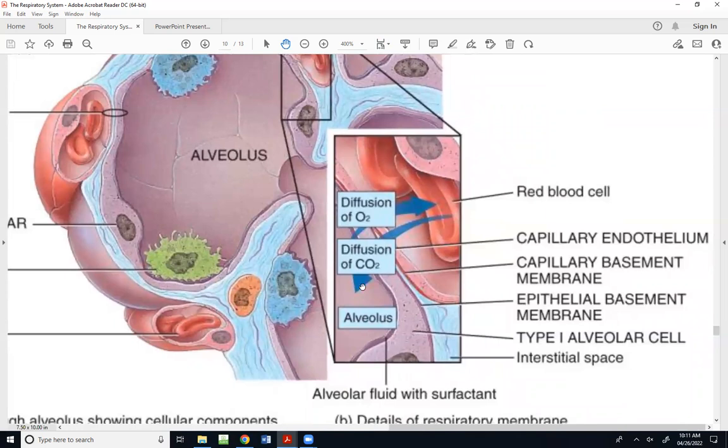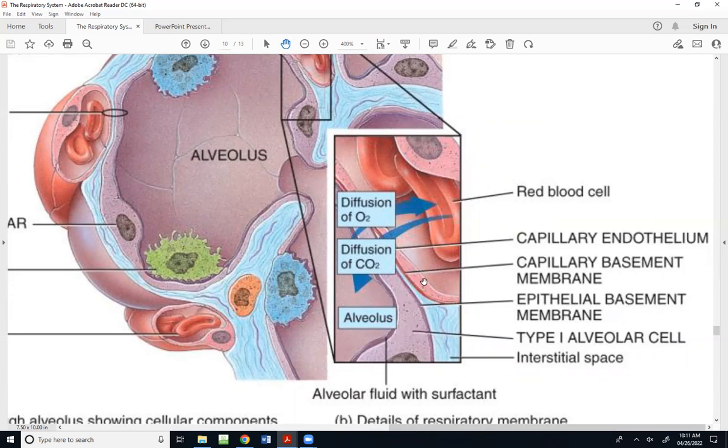Those 4 layers include what we call type 1 cells, or type 1 alveolar cells, as they're labeled, which are going to form the wall of the alveolus. They are simple squamous. Remember, simple squamous tells you that there's only 1 layer of them, and squamous tells you that they are nice and flat, plate-like. We can see that flat plate-like structure very nicely here in our illustration. So that cell is very thin. So is its basement membrane surrounding it.